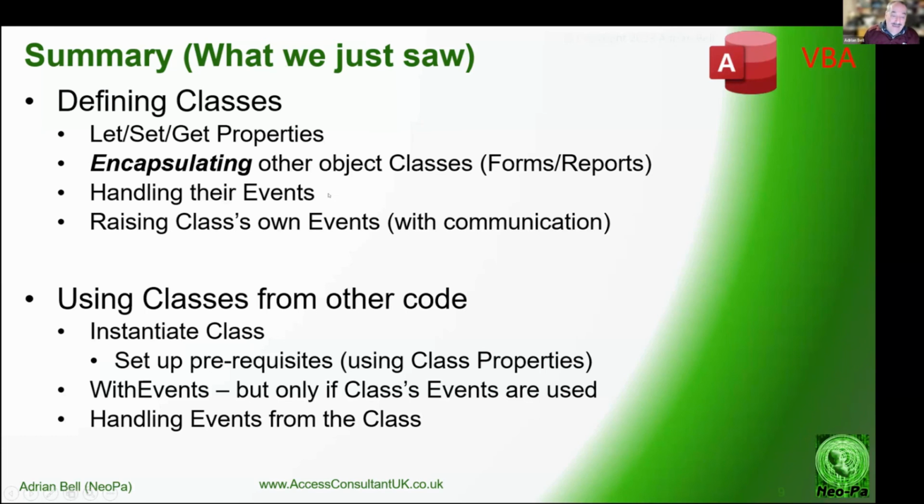We've seen handling the class's events, the events of the subclasses, and we've also looked at raising classes' own events, with communication. So we've been able to pass information backwards and forward. From other code, we've instantiated a class, and thank you to Teacher Kobe for pointing out the difference between private X as object and private X as new object.